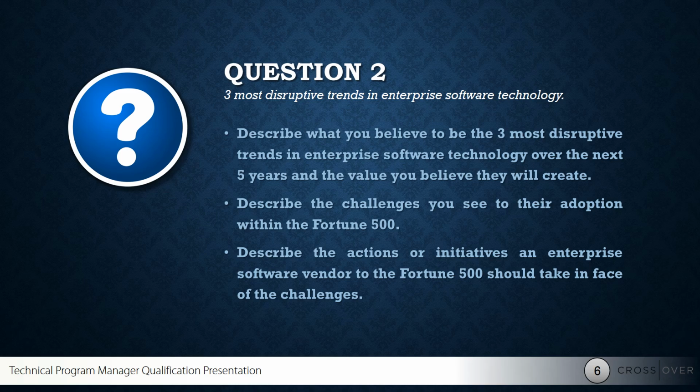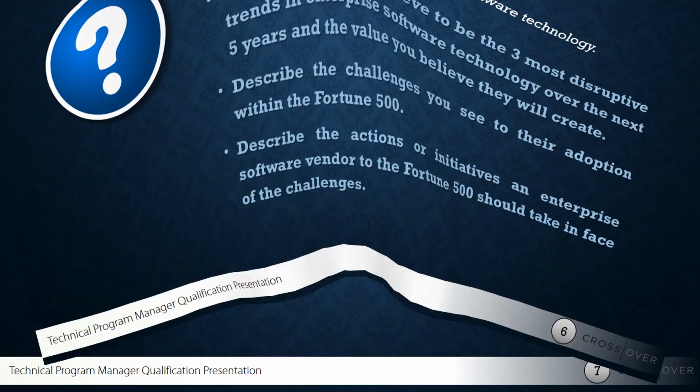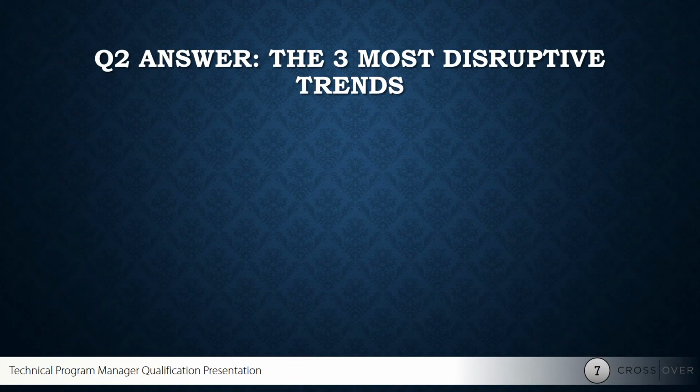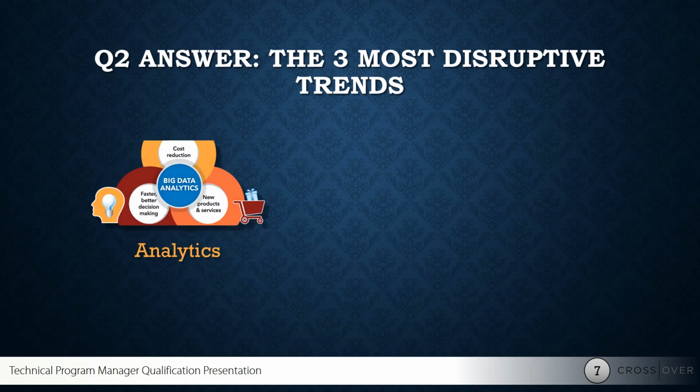Now, an answer for the second question, which is about the three most disruptive trends in enterprise software technology. The first one is analytics. Now, businesses are getting infused with technology, which they weren't infused with before, because technology is throwing a lot of information, a massive amount of information of different forms.